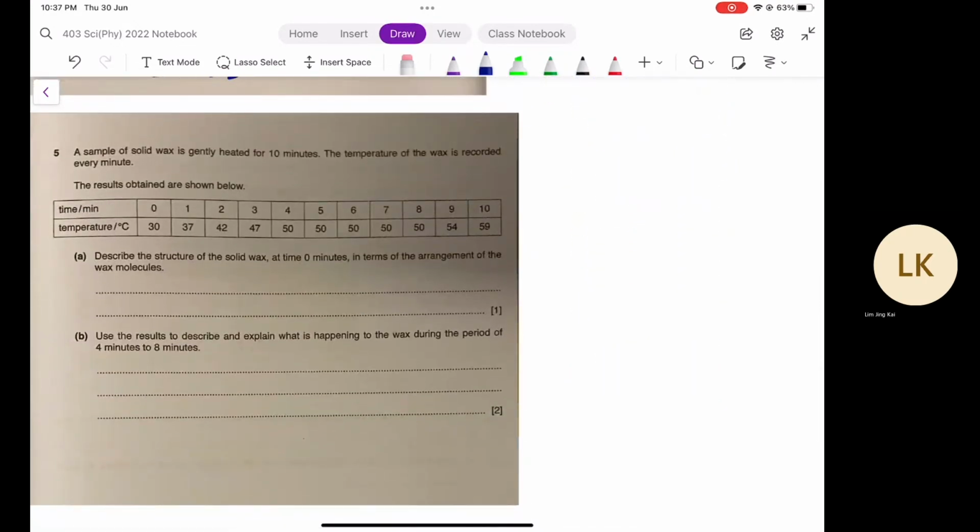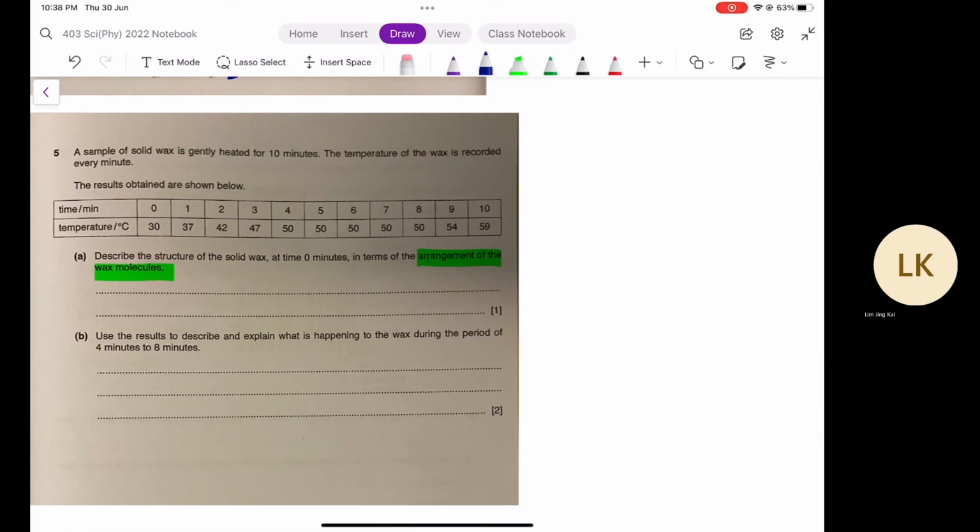We see that a sample of solid wax is gently heated for 10 minutes. The temperature of the wax is recorded every minute. The results are shown in the table. So we need to describe the structure of the solid wax at 0 minutes in terms of the arrangement of the wax molecules. So in this question, they are asking for the arrangement of the particles, and we need to bring it to the context of the wax molecules. It's not good enough to just leave it as particles.